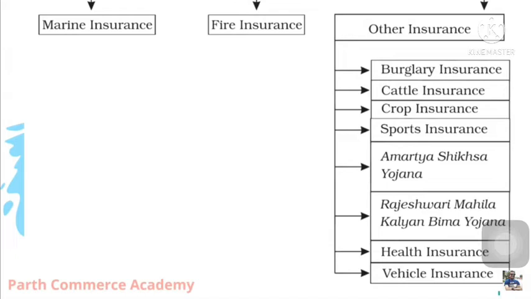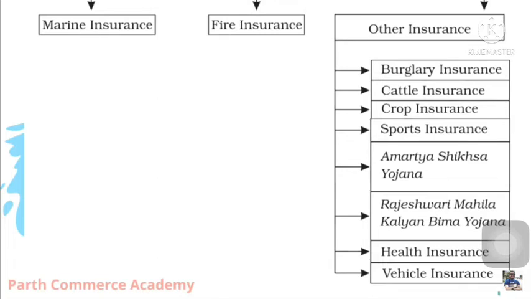Others are like this: burglary insurance. It is for some kind of incident that takes place at our home or in business. Cattle insurance is for cows, buffaloes, etc. Crop insurance is there. It provides protection against the failure of crops to farmers. Sports insurance is there. It is for the person who is playing sports for personal pleasure.